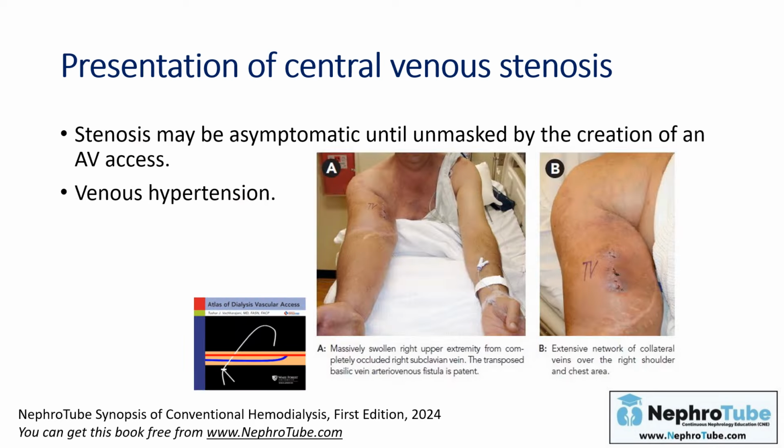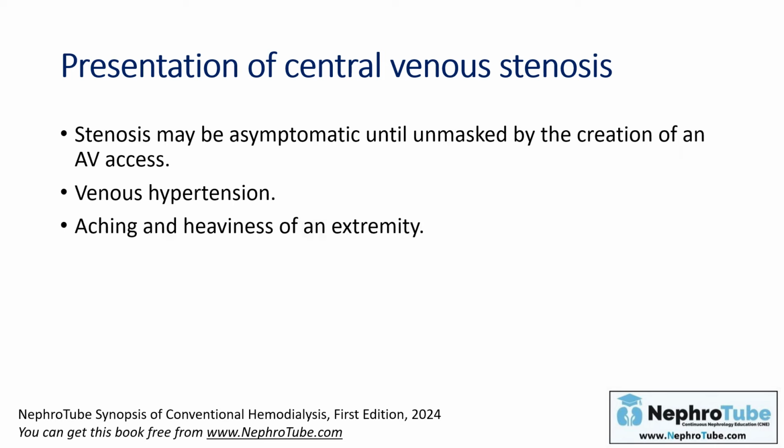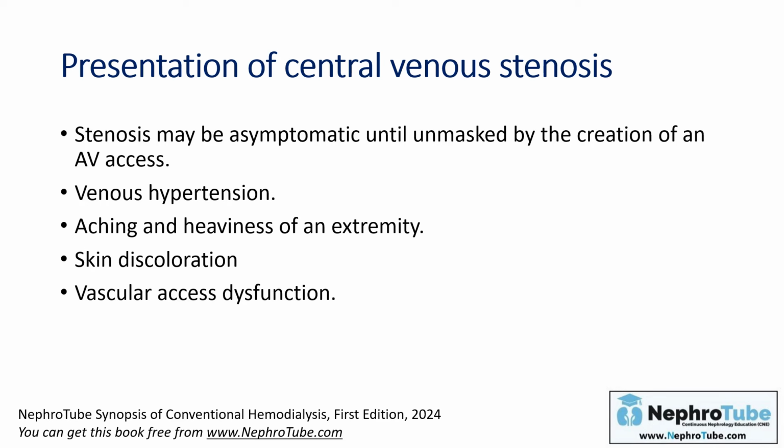The second presentation is venous hypertension, and we mentioned signs of venous hypertension in the lecture of AV access examination. You can find swelling of the arm, maybe breast, shoulder, neck, and face, and you can find collaterals in the arm also and on the chest. There may be pain in the extremity, skin discoloration, and for sure maybe vascular access dysfunction.